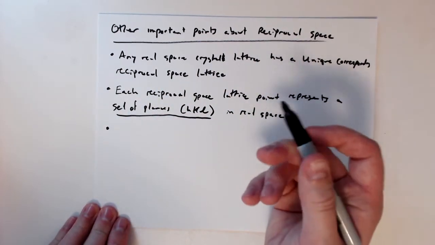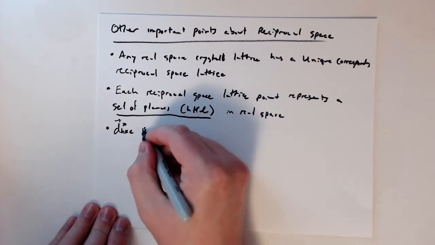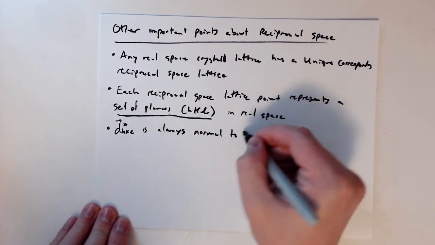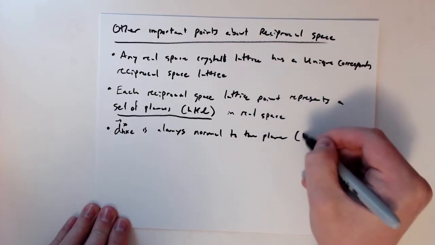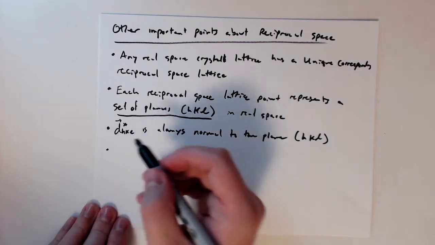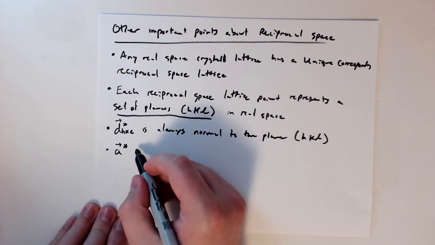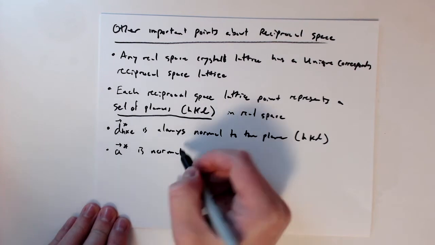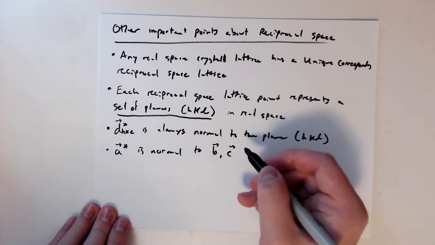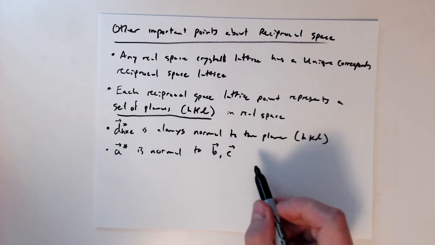All right. Lastly, we showed this, but d*HKL, that vector, is always normal to the plane HKL in real space. Also, the a* vector is normal to b and c. And so I'll show you this here in a slide.